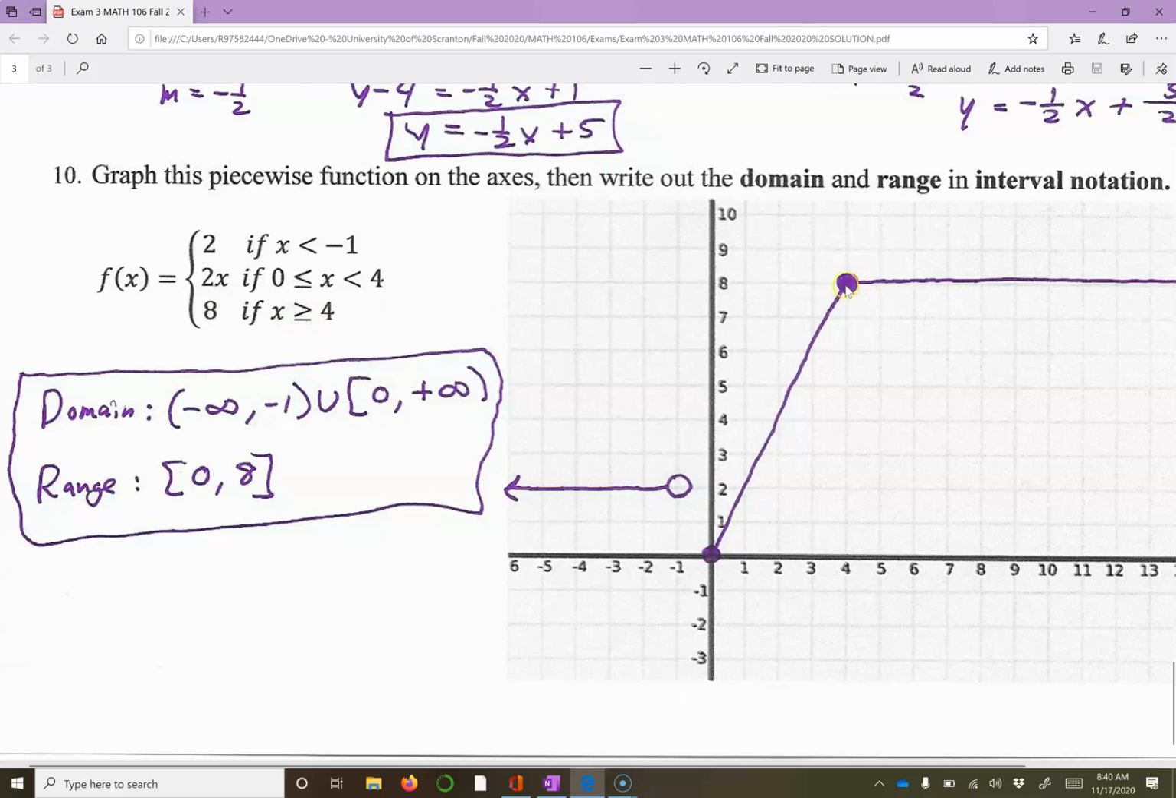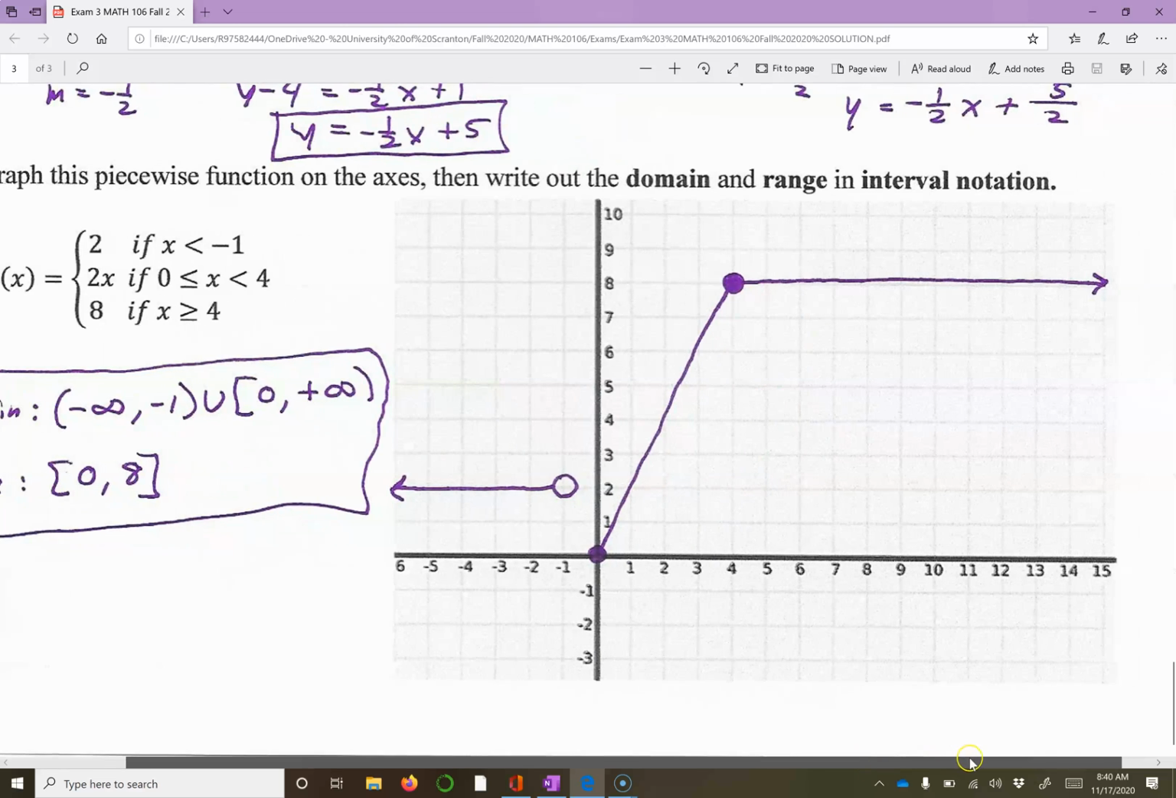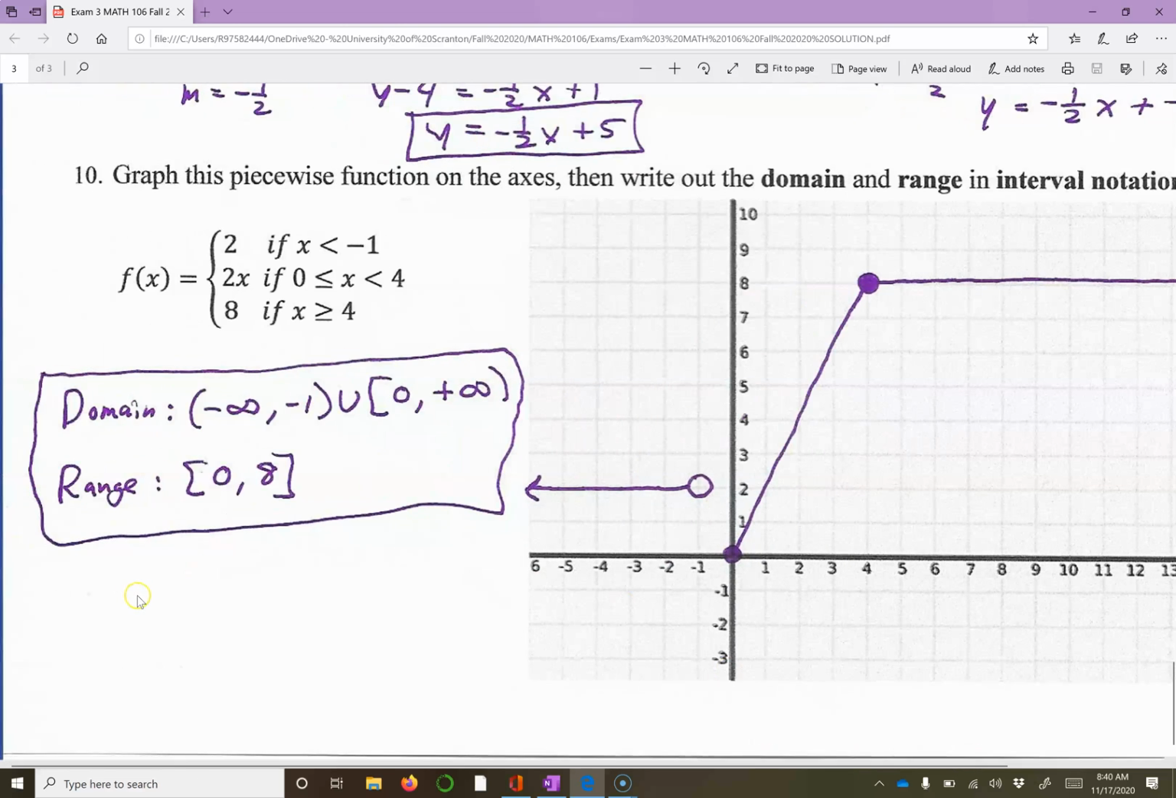So this turns out to be a solid circle. And you just go all the way to infinity. Okay? And then the domain, negative infinity to negative 1 with a parenthesis because we don't include 1. And then we start up again at 0 with the bracket and go all the way to positive infinity. And then we include every value between 0 and 8 in the range.